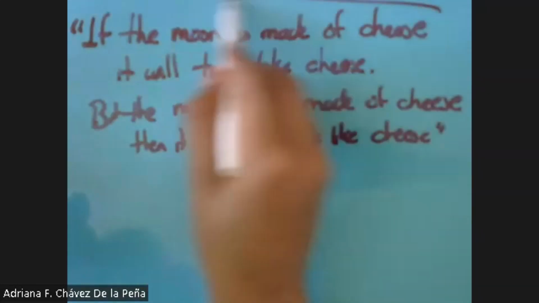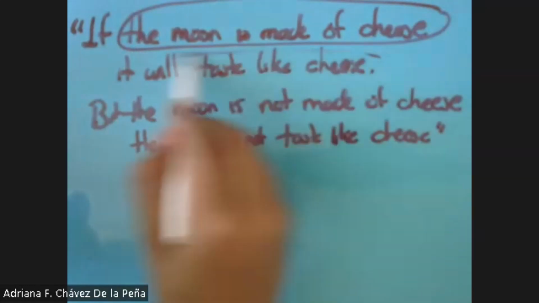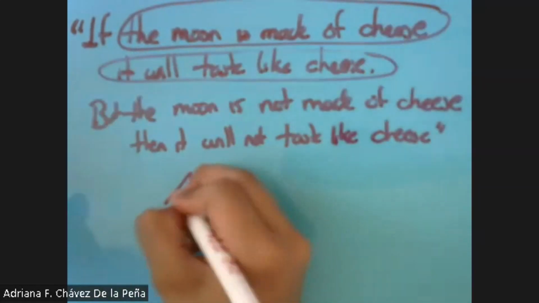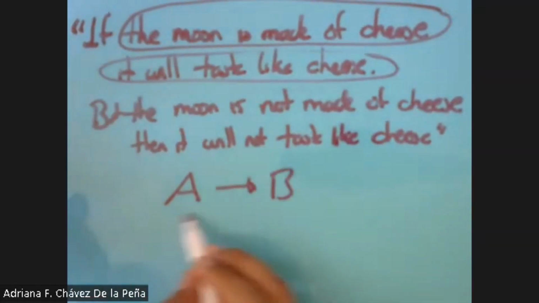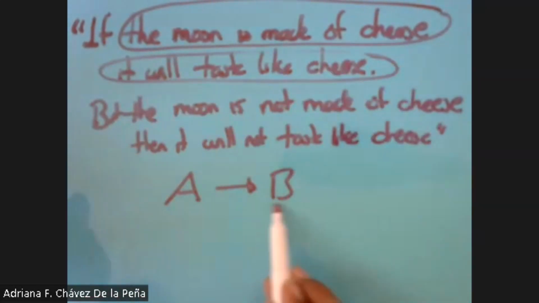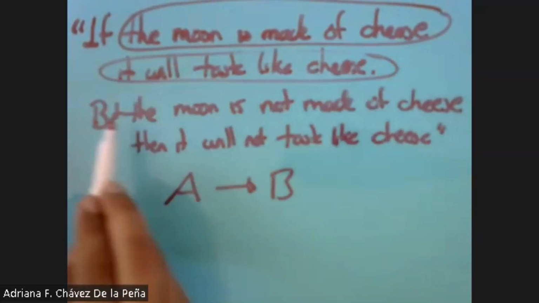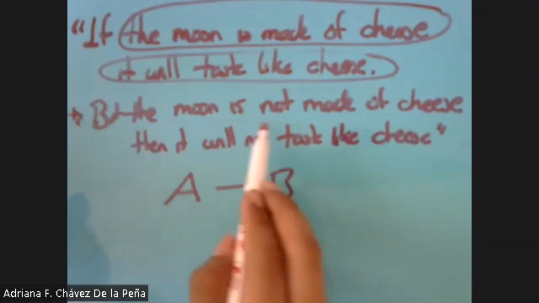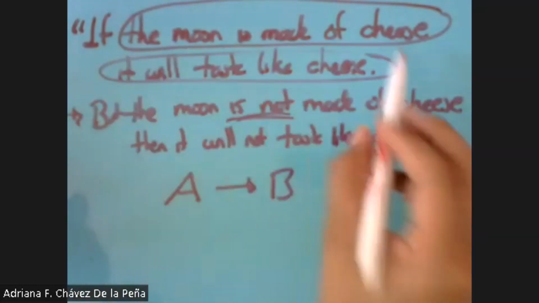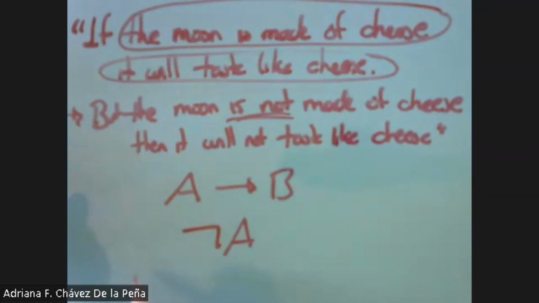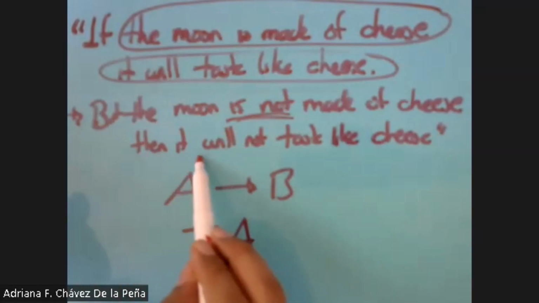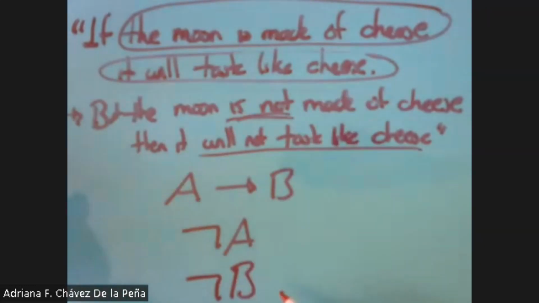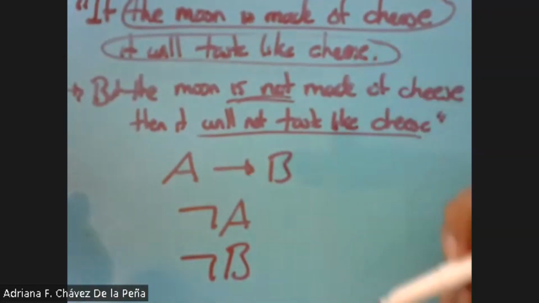So again, I have here, if this condition, then this consequence. So I have A, then B, where A is that the moon is made of cheese and B is that it will taste like cheese. And then I observe that the moon is not made of cheese. So I am negating my condition, not A. And I finish by signaling this conclusion, then it will not taste like cheese. This would be the structure of the argument that I have above.